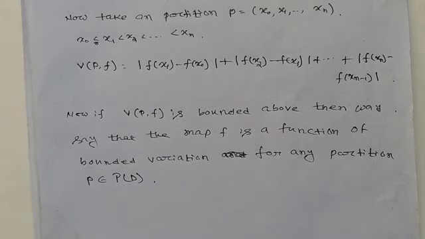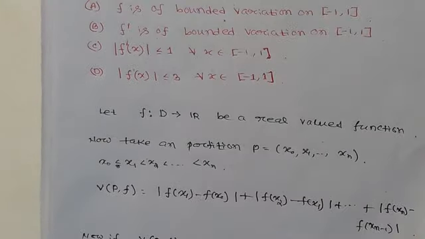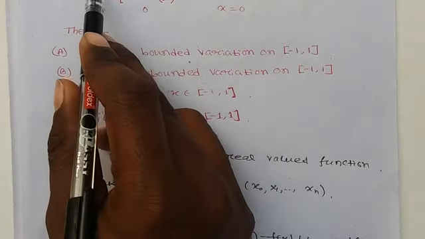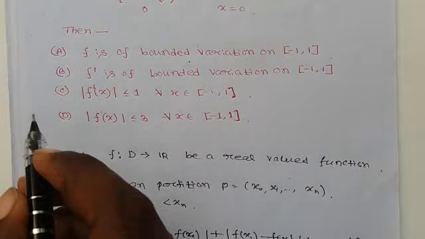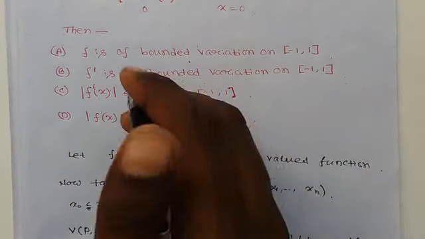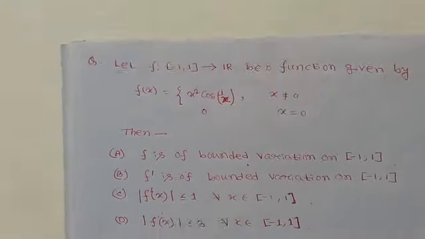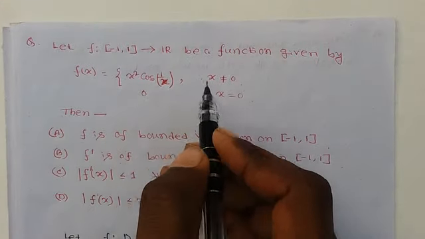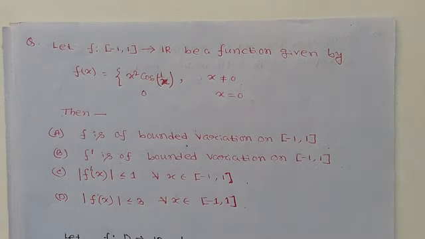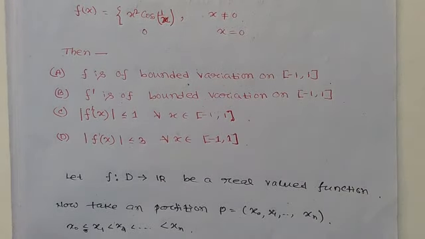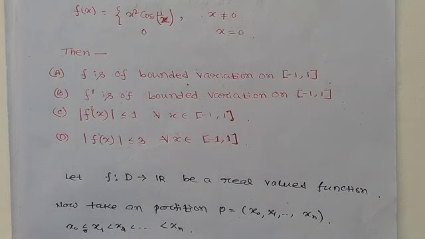Now the question is: f is a map from -1 to 1 to R, a function defined by f(x) equal to x square cos 1 by x where x not equal to 0, and 0 where x equal to 0. Then the options say: f is of bounded variation on -1 to 1; f dash is of bounded variation on -1 to 1; mod of f dash x less than or equal to 1 for all x in -1 to 1; and mod of f dash less than or equal to 3 for all x in -1 to 1.